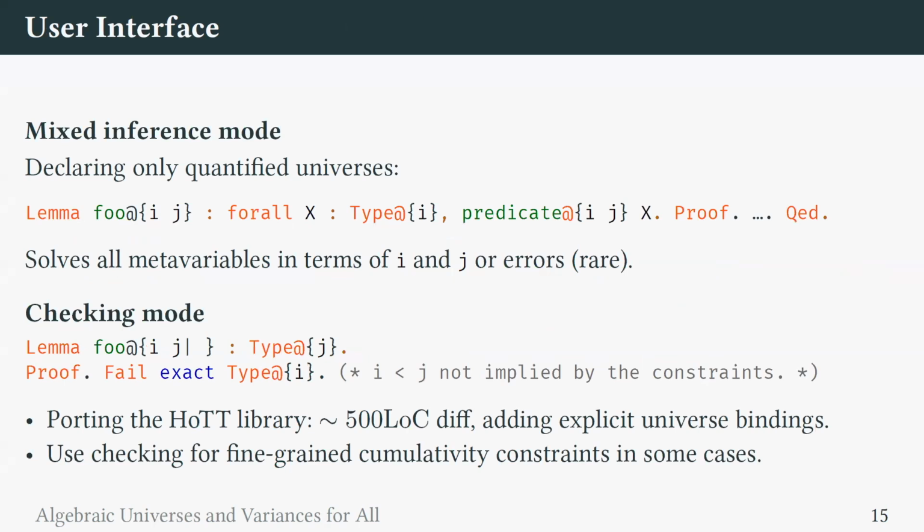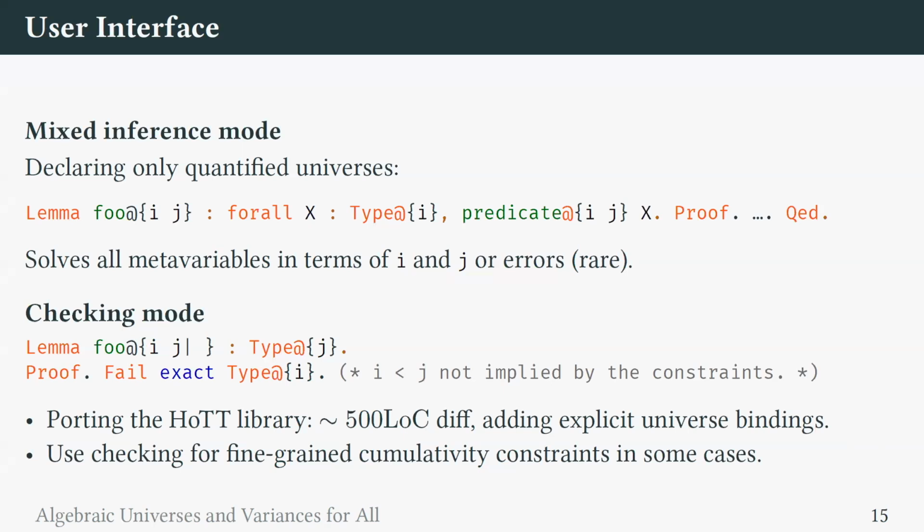Finally, on the side of the user interface, how do you interact with the system? You can choose to declare only the quantified universes, and that's really the mode that we'd like to push for users to use in the system. So here it checks that no invariant or covariant universes were missed in the annotation in the type. So the type is really mentioning only I and J and no hidden universes. All these hidden universes have been simplified so that they are expressible in terms of I and J.